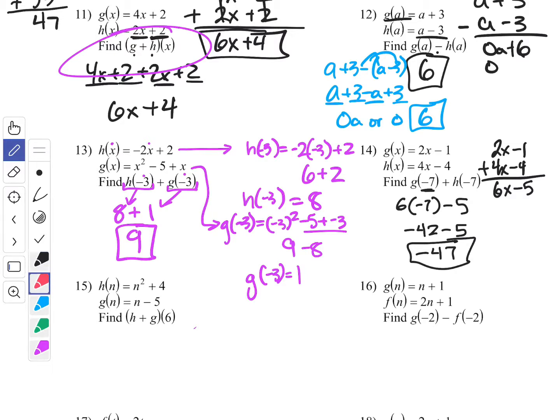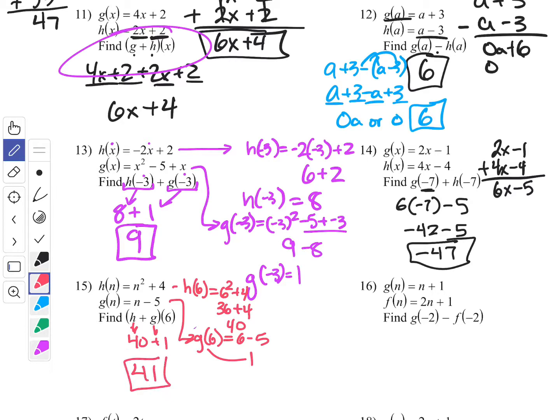Or we could evaluate them separately and go h of 6 equals 6 squared plus 4. 6 squared is 36 plus 4 is 40. So h of 6 is 40. Then evaluate for g of 6. So 6 minus 5 is 1. So g of 6 equals 1. So I go 40 plus 1, and I get 41. You're going to get the same result regardless of which one you choose.